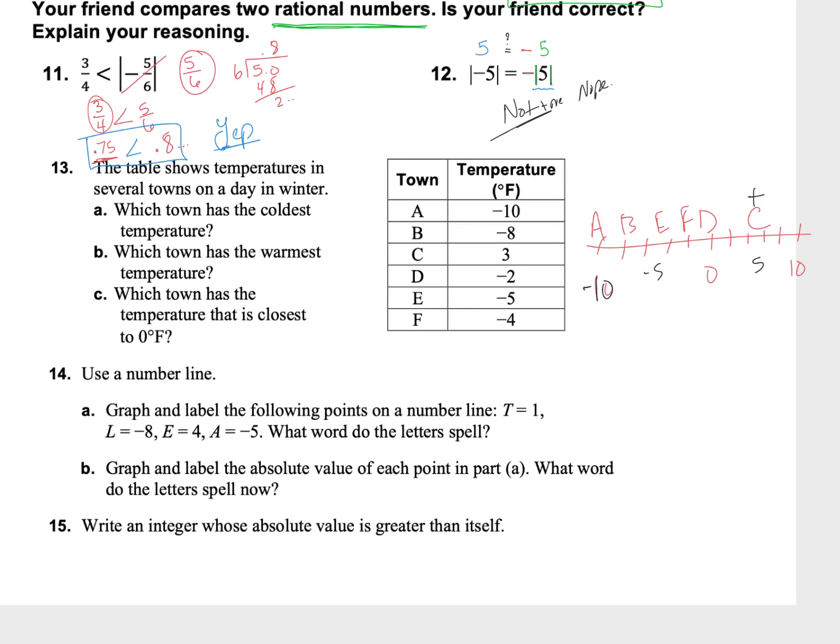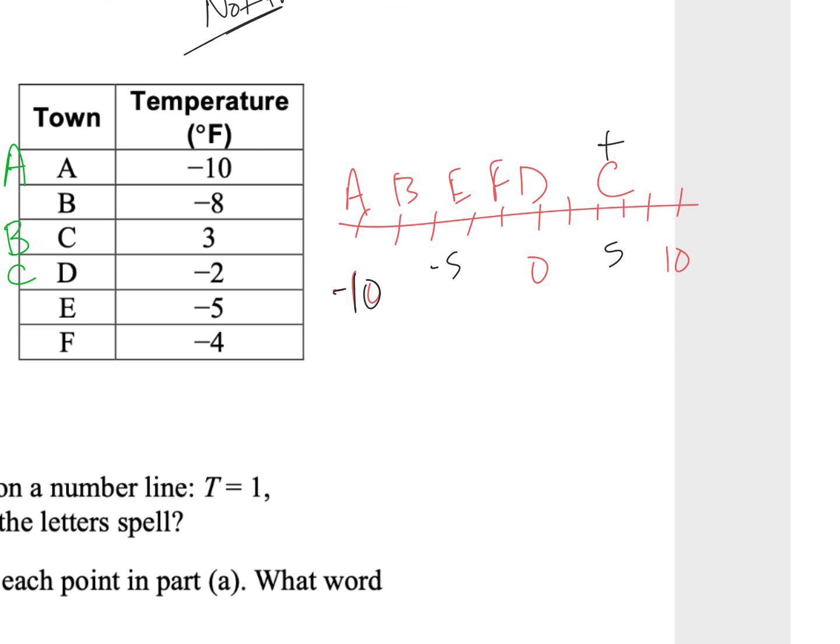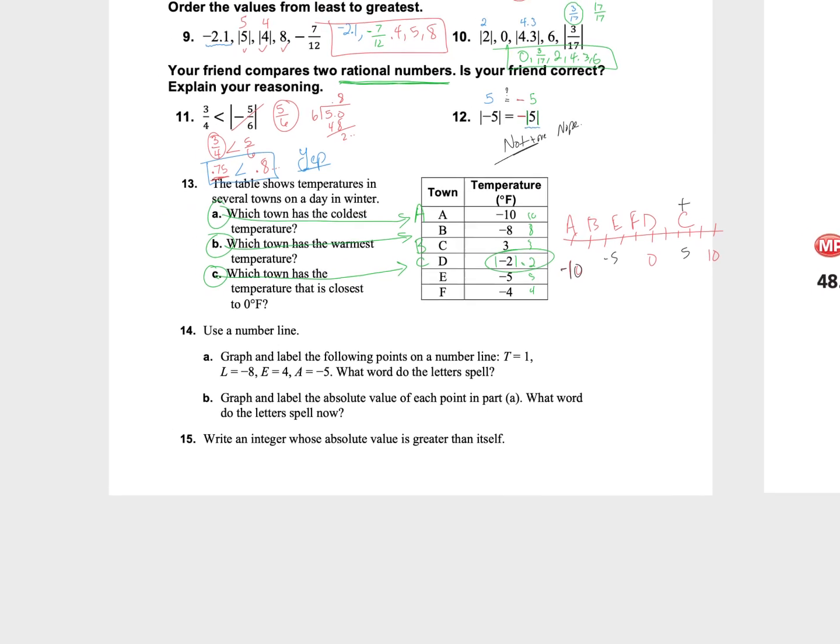But really, that's the information. So let's see, which town has the coldest temperature? A. A has the coldest temperature. Which town has the warmest temperature? C. And if you're like, why is he writing B? Because B is that answer. A is that answer. And C, which town has the temperature that is closest to 0? That would be D. And if you're like, how do we know that's the closest? Again, the absolute value of these is the distance from 0. That's 2 from 0, 5 from 0, 4 from 0, 3, 8, 10. This guy is clearly the closest.